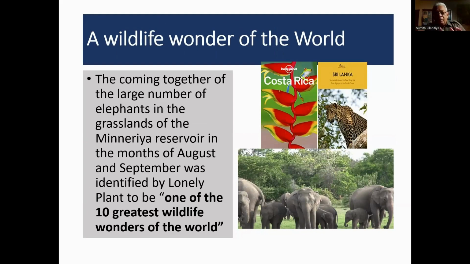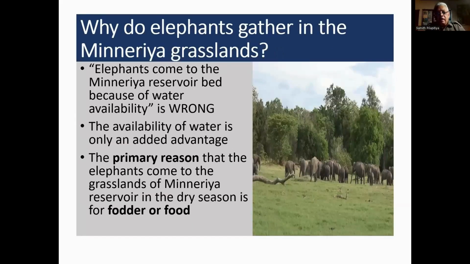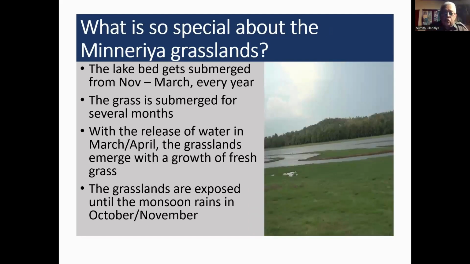Before I go into what the problems are, let me explain why elephants gather in the Minneria grasslands. Elephants are coming to the Minneria reservoir bed not because of water. A lot of people feel elephants are coming because of water during the dry season. Actually, the elephants are coming primarily for the grasslands. And what is so special about the grasslands in Minneria?